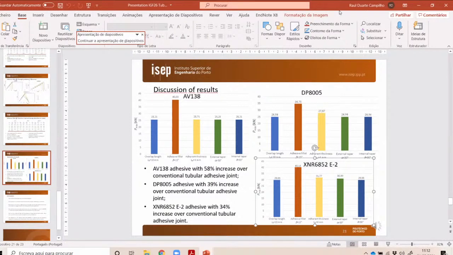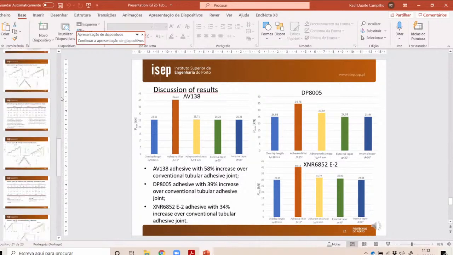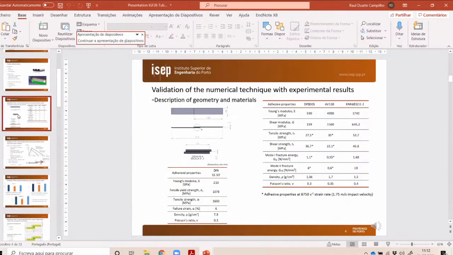Which kind of spring steel were you using? Because I'm not familiar with the DIN. It's a silicon 7. Yes.